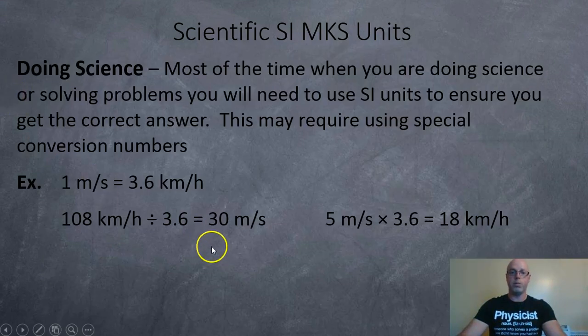Okay, so when you're doing science or solving problems, most of the time you will need to use the SI units to ensure you get the correct answer. This may require using special conversions. For example, to convert between meters per second and kilometers per hour, we use the number 3.6. 108 kilometers per hour divided by 3.6 is 30 meters per second. But if you want to take a number and go back to common units, 5 meters per second times 3.6 is 18 kilometers per hour.